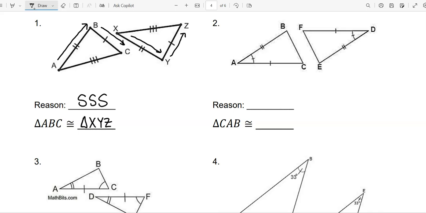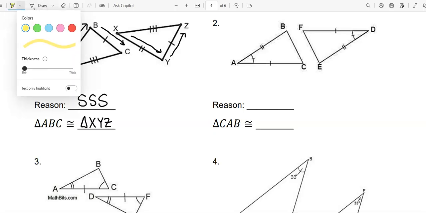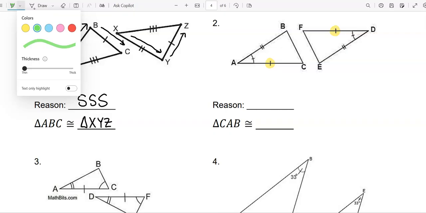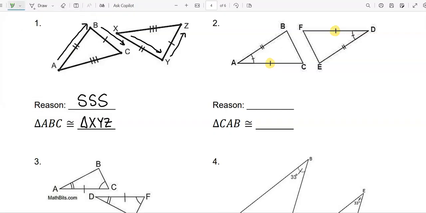For number 2, they gave us 1 tick mark here. And then what's the next thing they gave us? So we have 1 tick mark on AC and 1 tick mark on FD, right? And then what's the next thing you bump into if you're walking along the sides of this triangle? The angle, right? So there's an angle marked at A, and then there's an angle marked at D, okay?